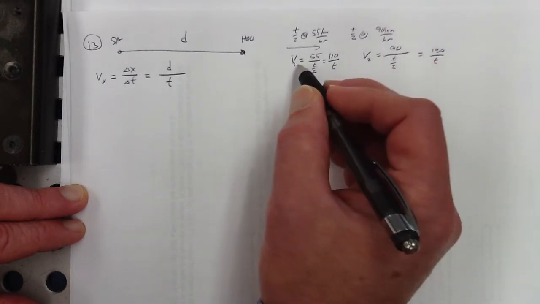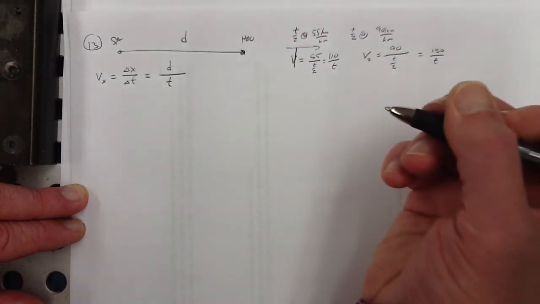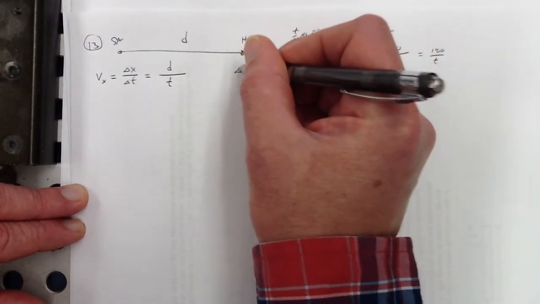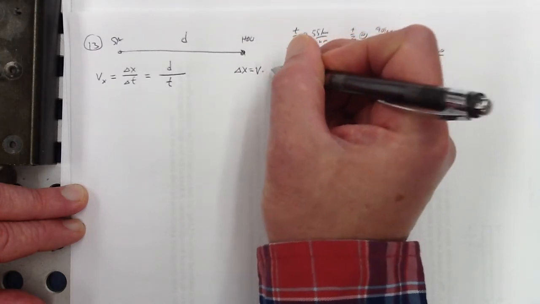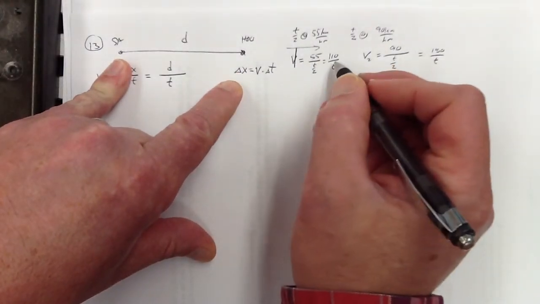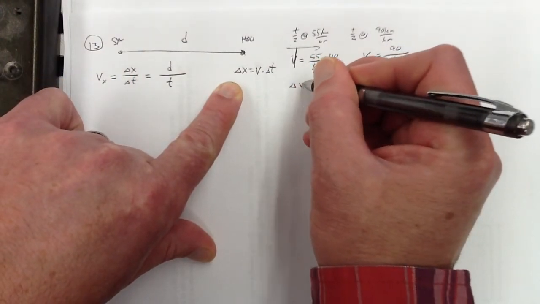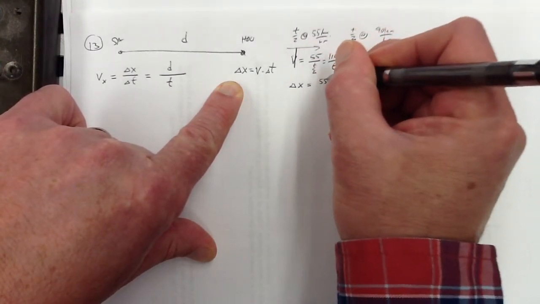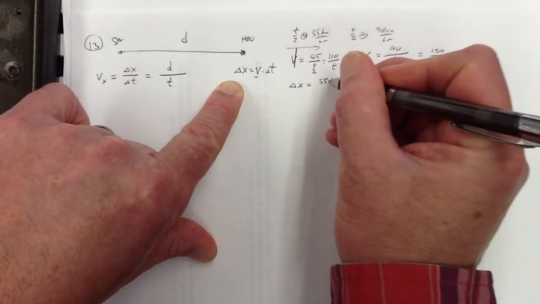Oh, wait a minute. I messed this up, didn't I? Sorry, that's what's happening here. I need to leave this. Delta x is equal to v times t. So I think I messed this up, but not by a whole lot. So I know that my delta x here is equal to 55 times t over 2. There we go. That's my velocity times t over 2.